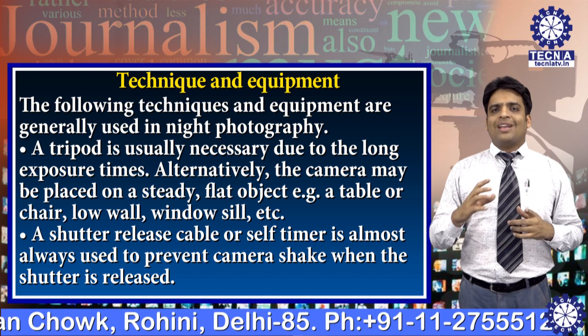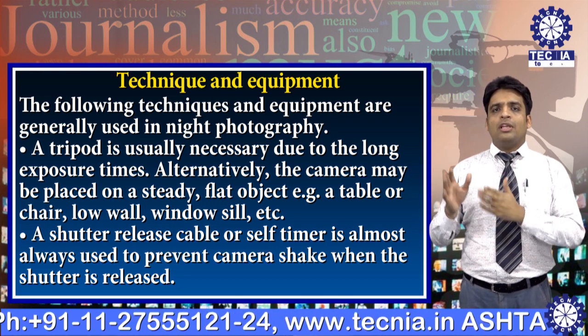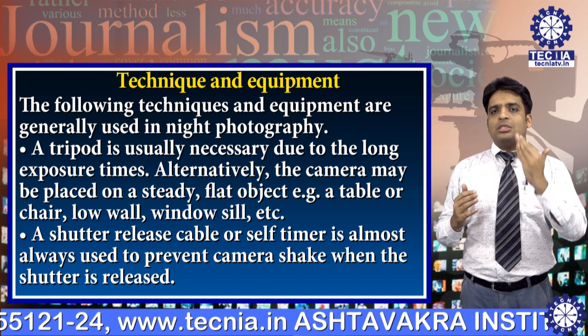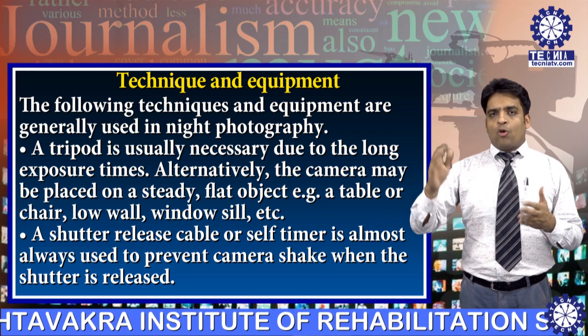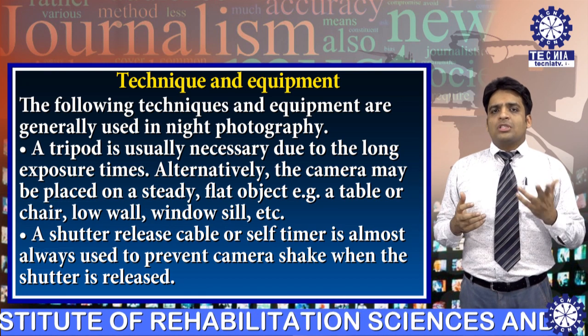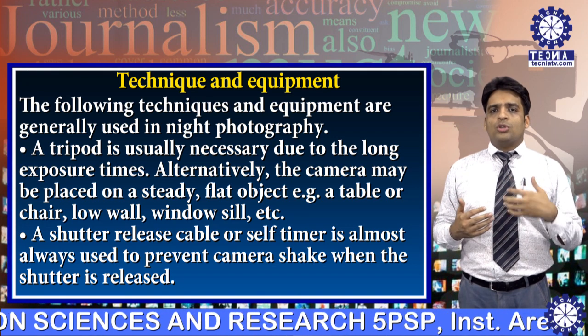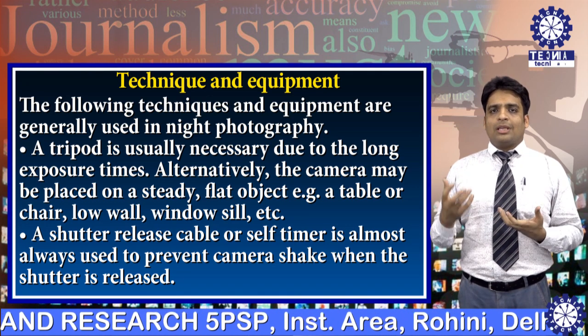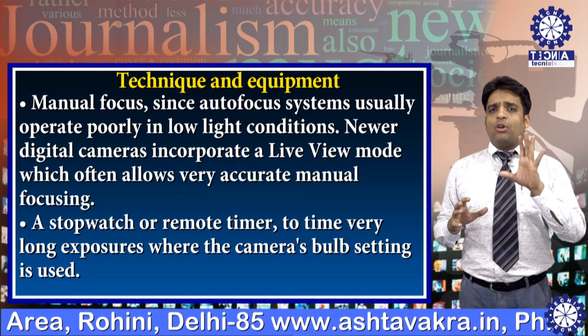First, a tripod is usually necessary due to long exposure time. Alternatively, the camera may be placed on a steady flat object, for example a table or a chair, low wall, windowsill, etc. Second, a shutter release cable or self timer is almost always used to prevent camera shake when the shutter is released. Next, manual focus.